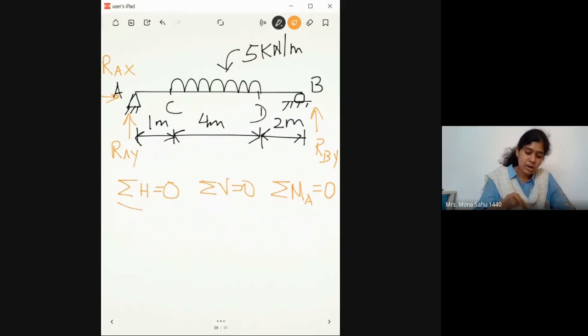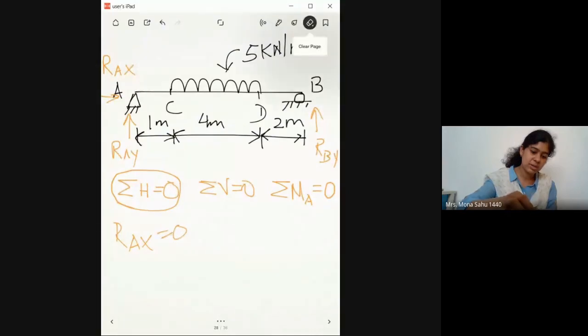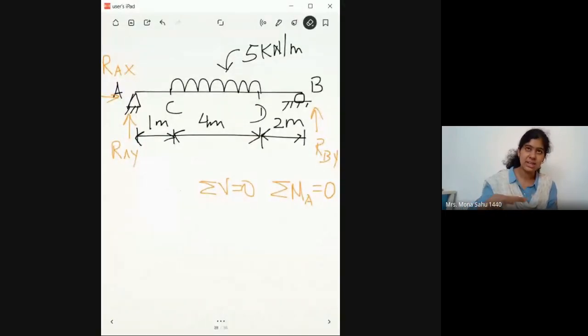All right. So there is only one horizontal force, so RAX will be equal to 0. There's no external horizontal force, so RAX equals 0. Next is all the vertical forces, so I am going to exclude this because it is not required. I hope you all are writing notes as and when I'm writing. I just have the screen this big.